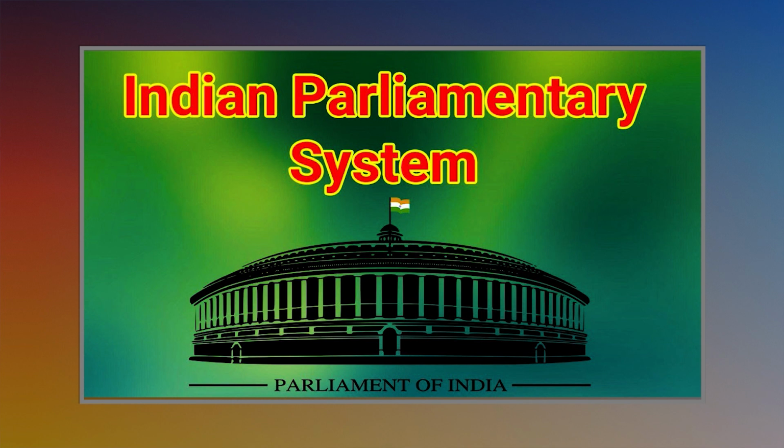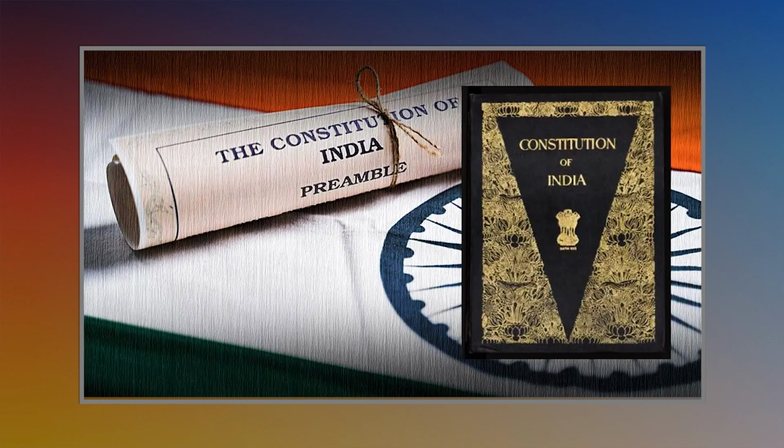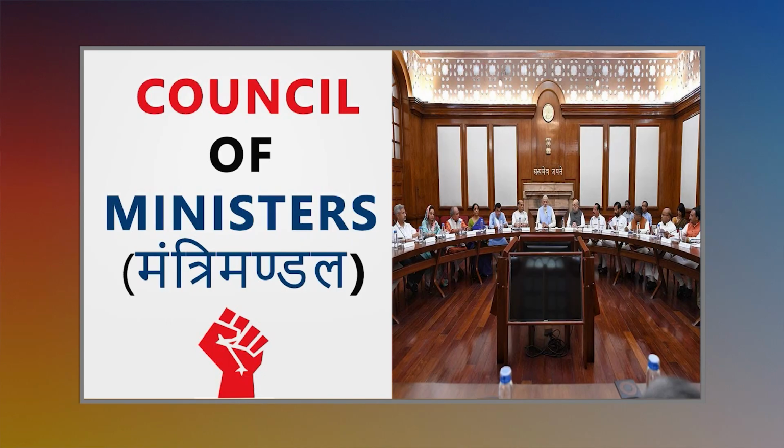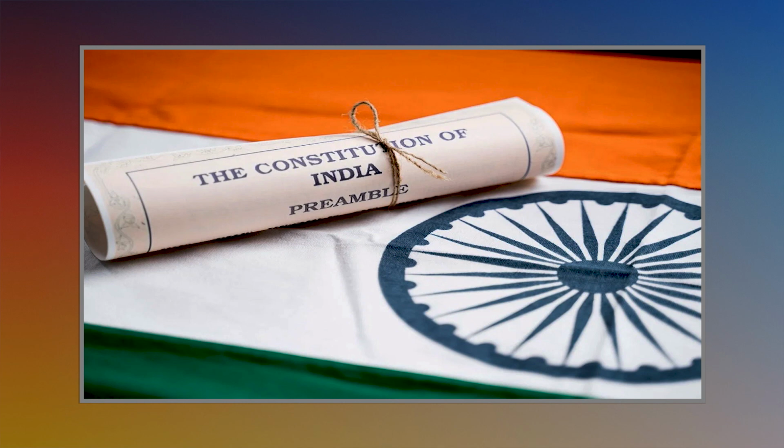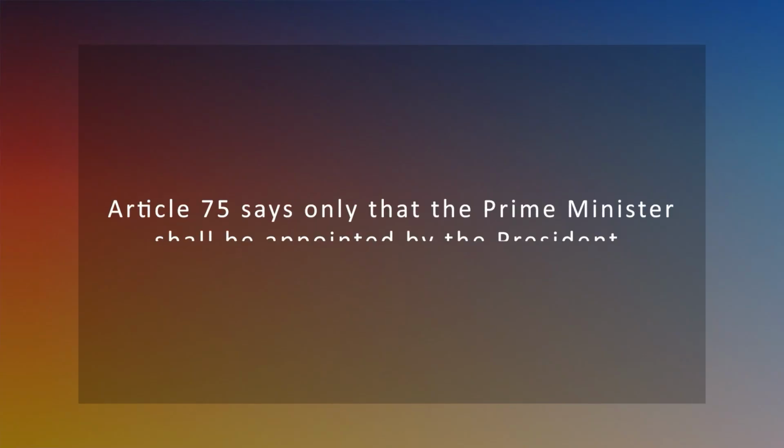True to the spirit of the parliamentary system, the Constitution accords the prime position to the Council of Ministers in the executive framework of the country under the headship of the Prime Minister, to ward off the probability of the executive system turning into a one-man show of the Prime Minister, and emphasizes the collective nature of responsibility of the government. The Constitution does not contain any specific procedure for the selection and appointment of the Prime Minister. Article 75 says only that the Prime Minister shall be appointed by the President.